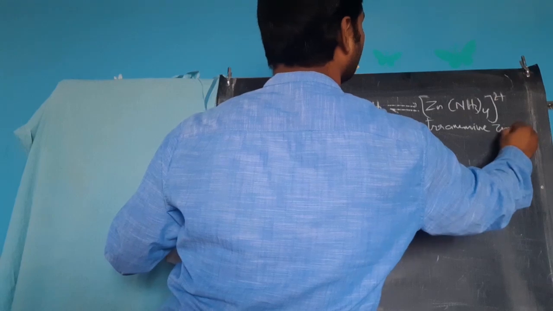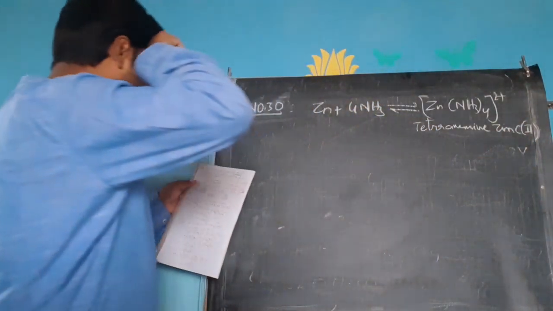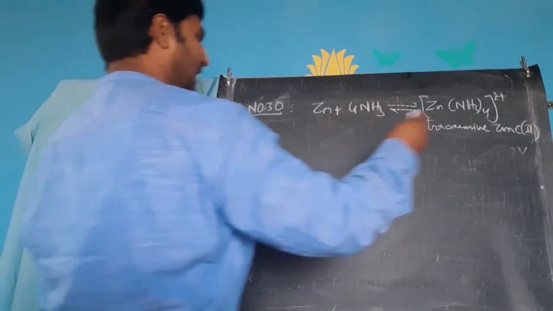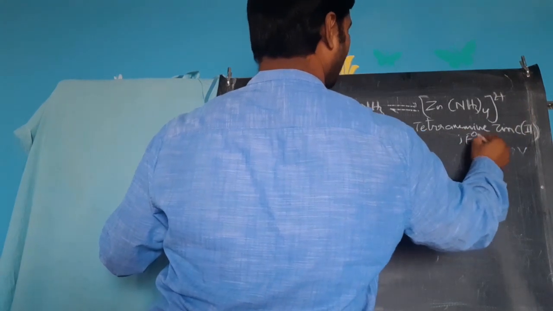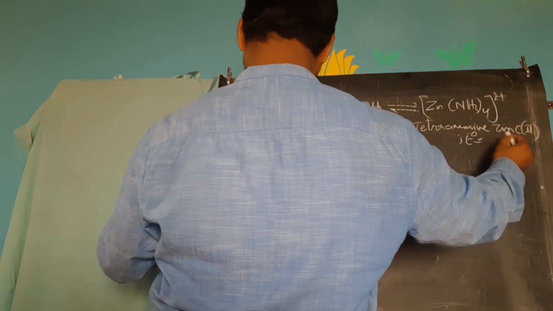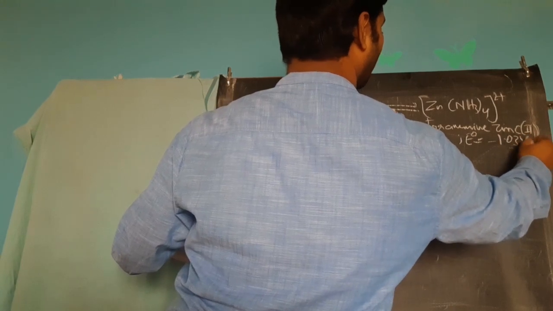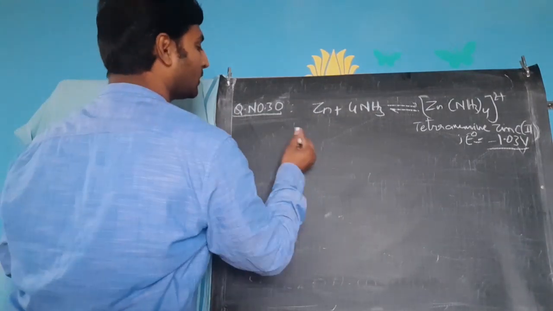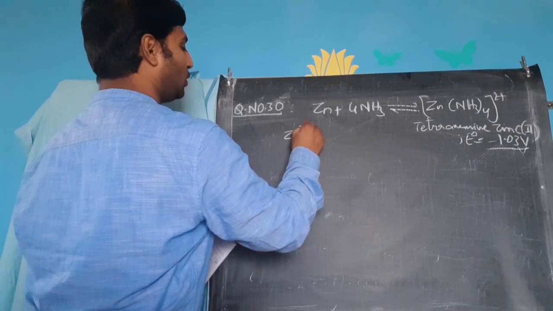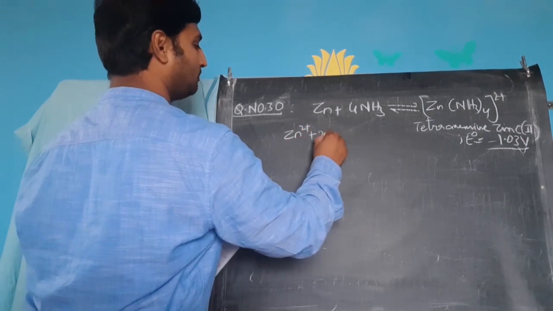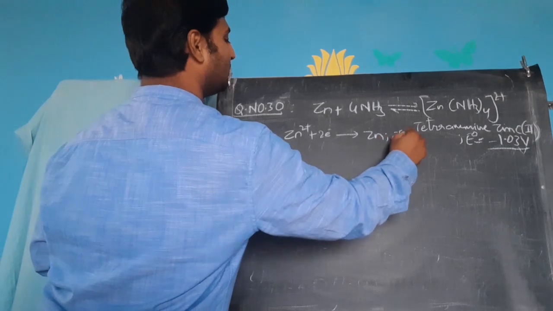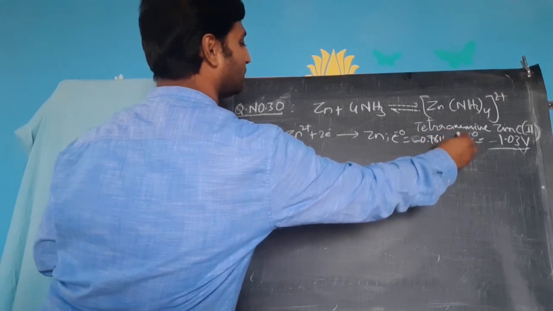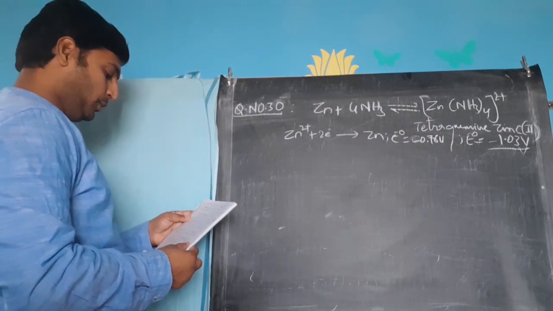Tetramine zinc 2 complex. So a tetramine zinc 2 complex is being formed. For this, the electrode potential value is given to be minus 1.03 volts for this reaction. Then for zinc 2 plus gaining 2 electrons to become zinc, this is a familiar value, the electrode potential is minus 0.76 volts. These are the two pieces of information given to you.